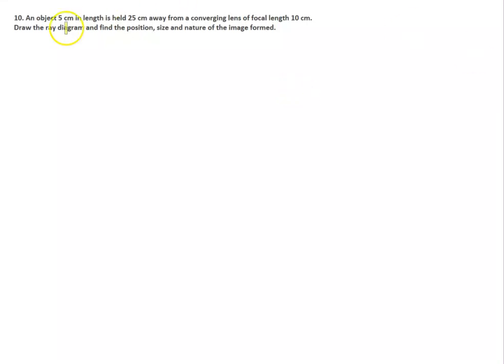Everyone, let's read the question. An object of 5 centimeter in length is held 25 centimeter away from a converging lens of focal length 10 centimeter. Now draw the ray diagram and find the position, size and nature of the image formed. Now let's write what we have given in this question.